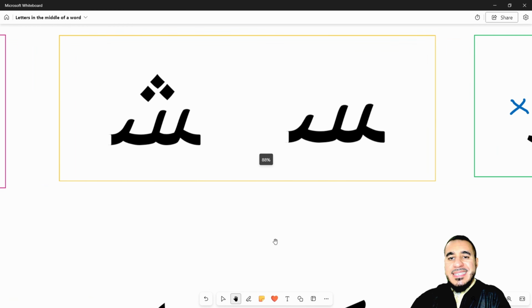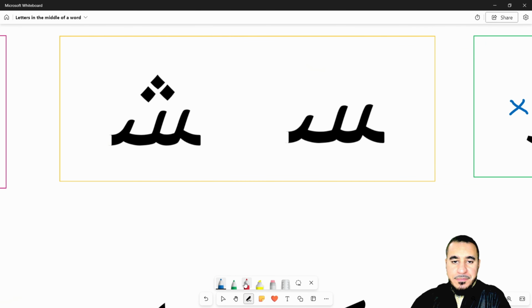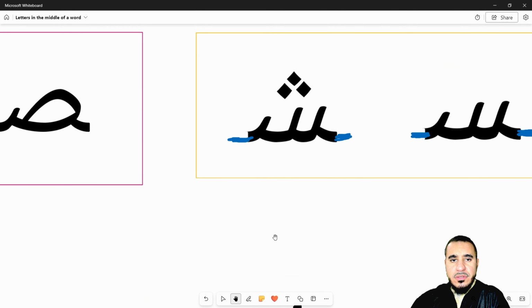And then we have the sin and the shin. So again, these two look exactly the same as when they're at the start of a word. However, they've got the extra tail at the beginning, which lets us know that it can attach to the letter directly before it, and also it attaches to the letter directly after. And the same for the shin, it attaches directly to the letter before and after it. Okay, nice and straightforward, those two.